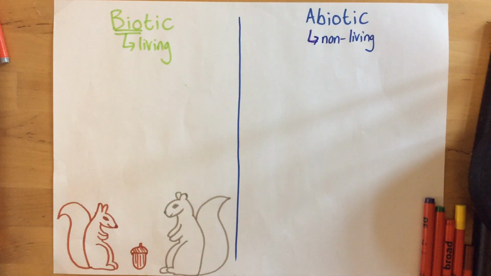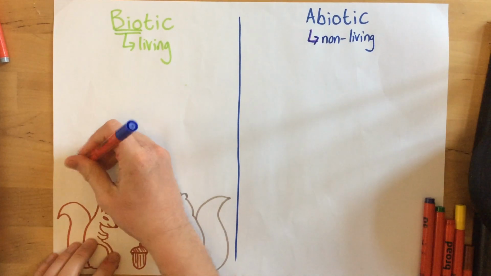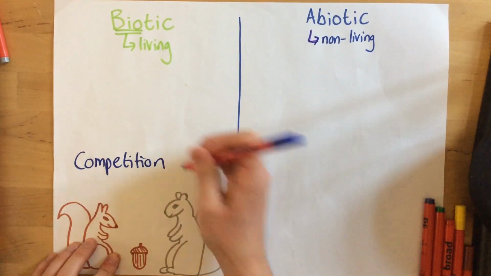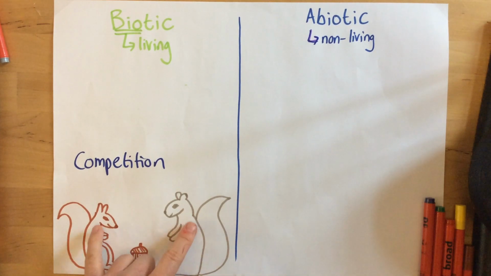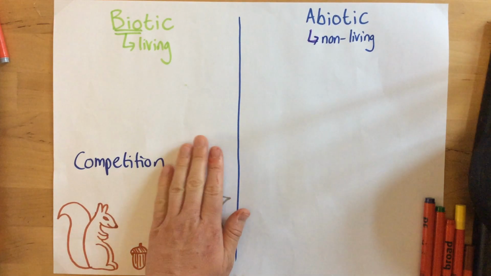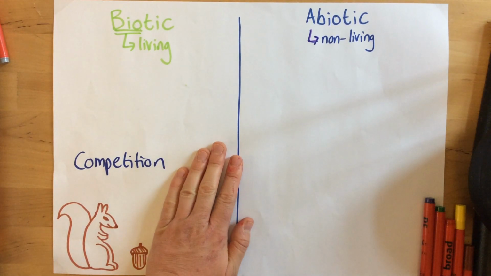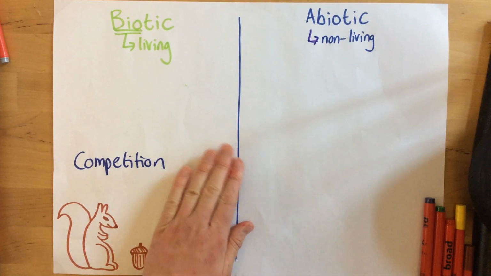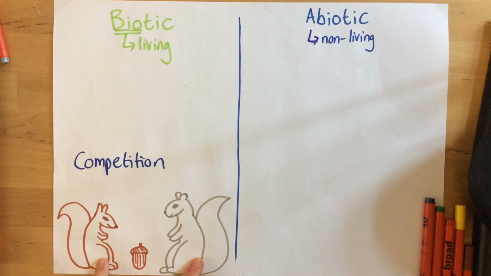So first of all, we're going to look at this thing called competition. Now, a nice illustration of this is with squirrels. There's two types of squirrel that still live within the UK, the red squirrel and the grey squirrel. Now, there used to be many more red squirrels living across the UK, but in about the 1800s, the grey squirrels were introduced to the UK.